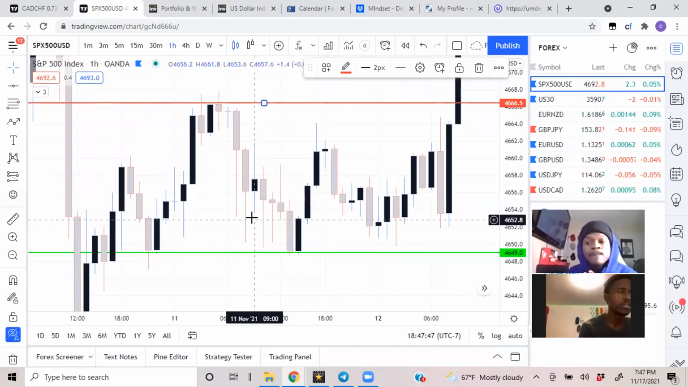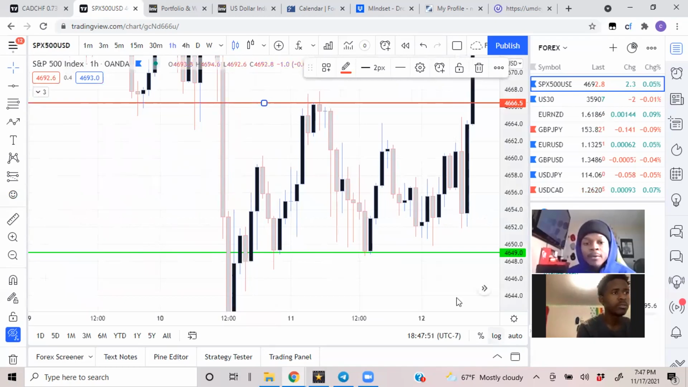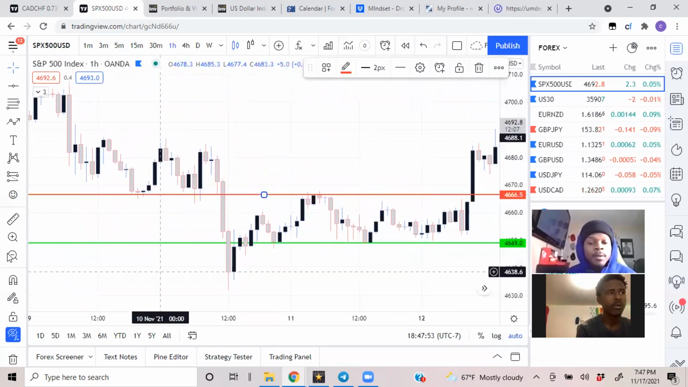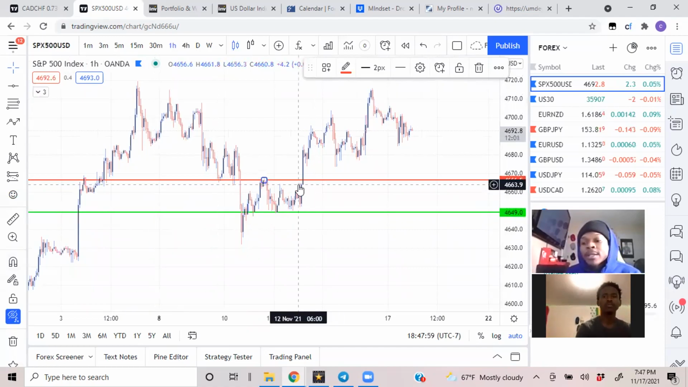Quick change. So let me zoom back out real quick. So you want to look at scenarios where the market is in a strong downtrend, and all of a sudden you see that the market pushes up.